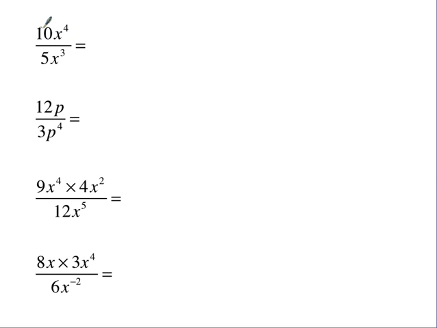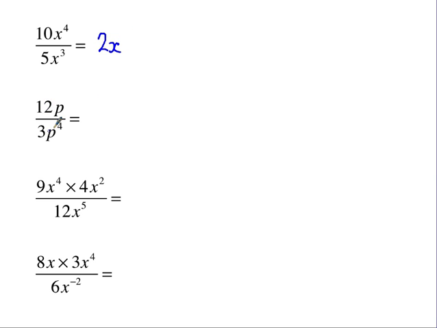In this situation, again, just like we did with multiplying, we're going to deal with the integers in front first. 10 divided by 5 will give us 2. X to the power of 4 divided by x to the power of 3, well 4 take away 3 leaves us with 1. So I'm just going to write that as 2x. And I don't need to put the 1 on there.